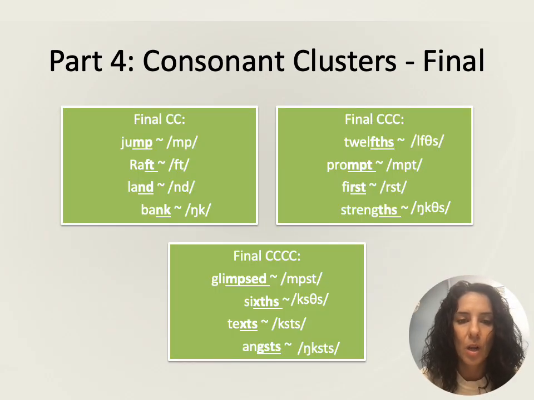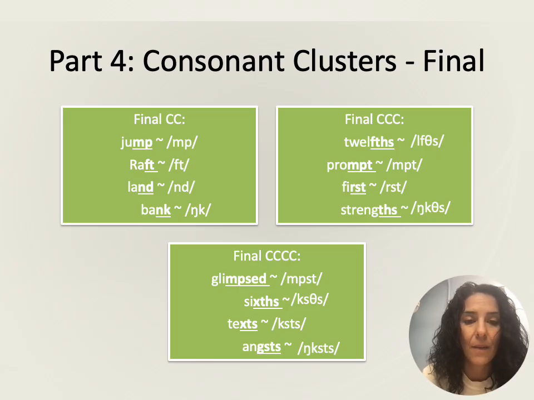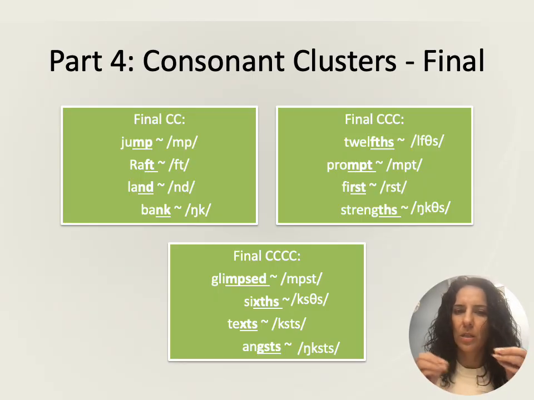Now let's go ahead and do consonant clusters in the finals. So we have just two consonants. We have the word jump. Then we have raft, consonant cluster FT. Then we have land, consonant cluster ND. Then we have bank, consonant cluster NK. Right? Bank. It's kind of hard to hear. It gets lost somewhere there.